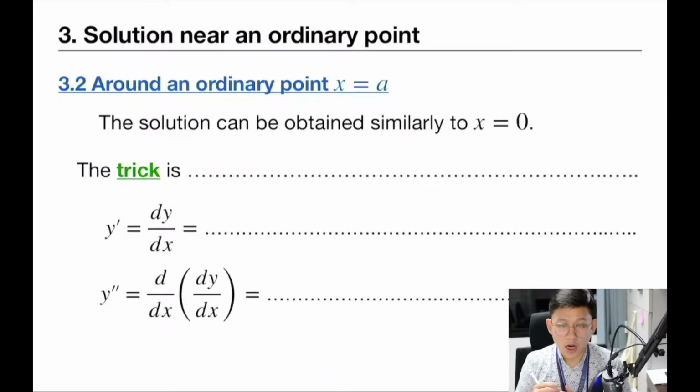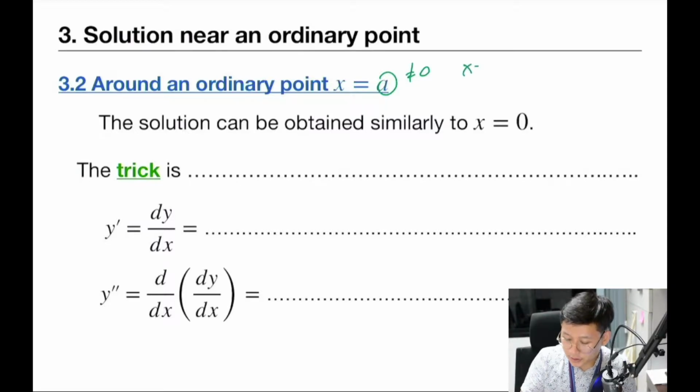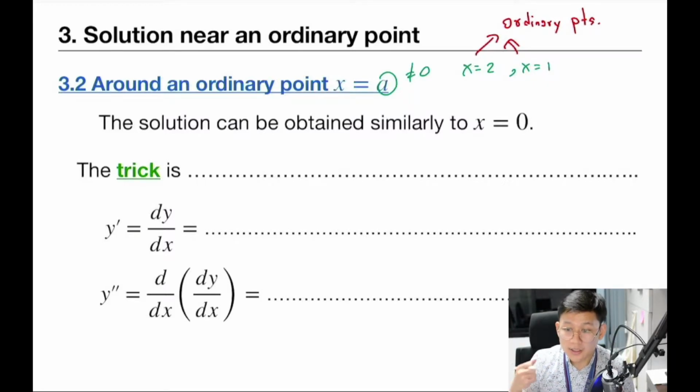3.2, the solution around an ordinary point x equals a, when a here is not 0. For example, the solution around x equals 2 or x equals 1. But don't forget, guys, these points need to be ordinary points. They are just not 0. So the solution can be obtained similarly to x equals 0.